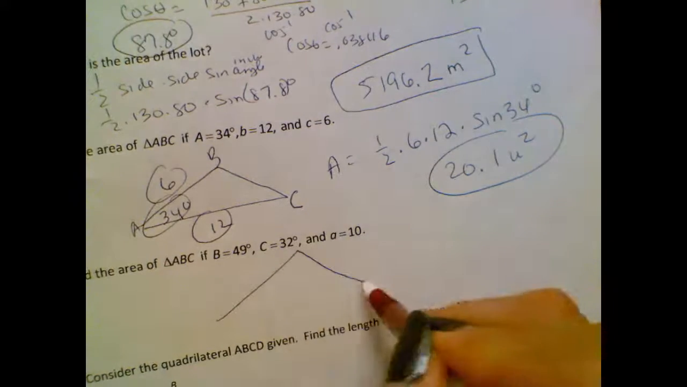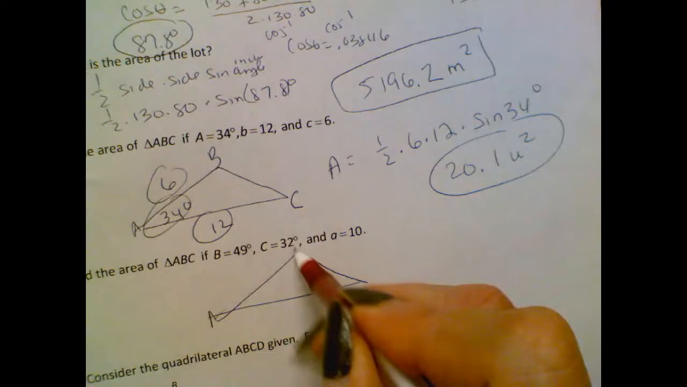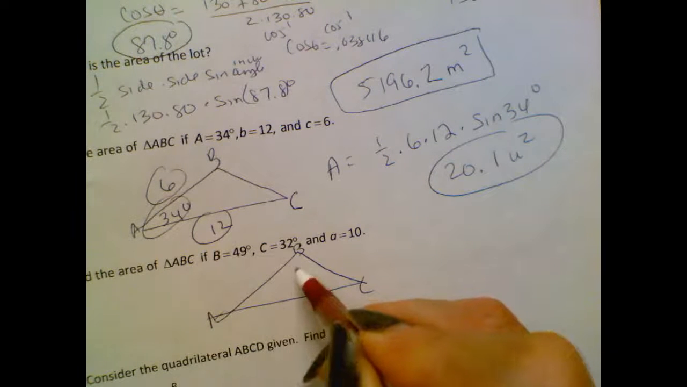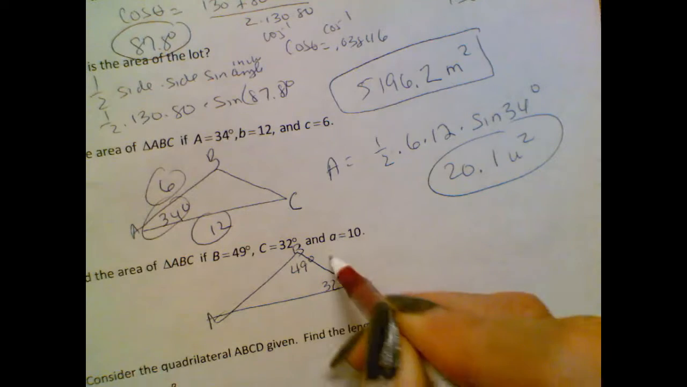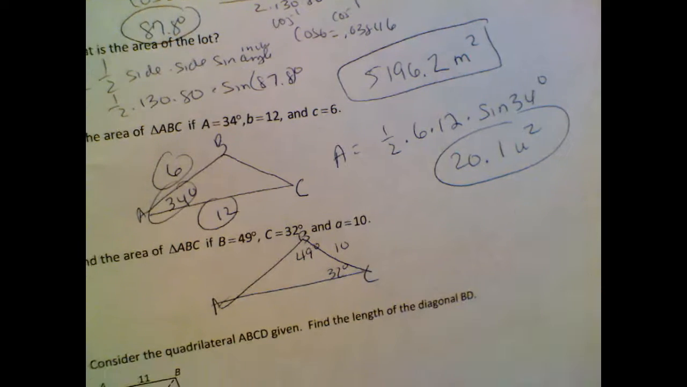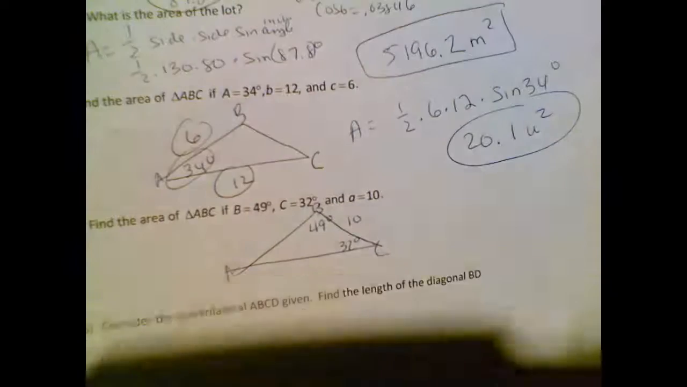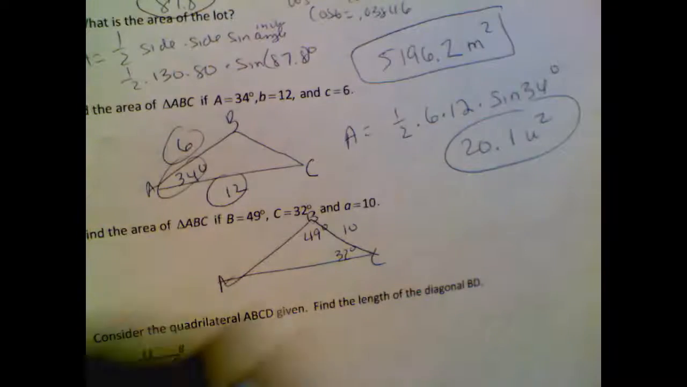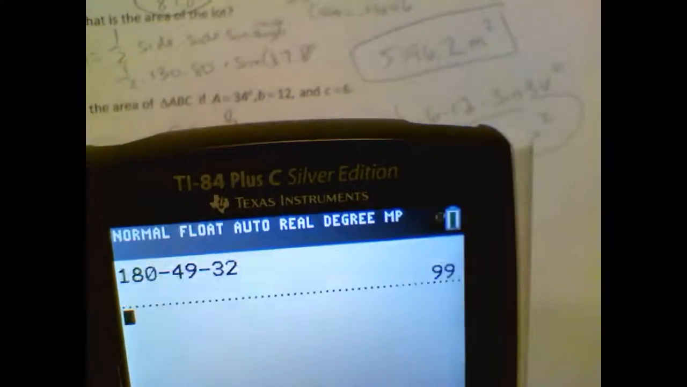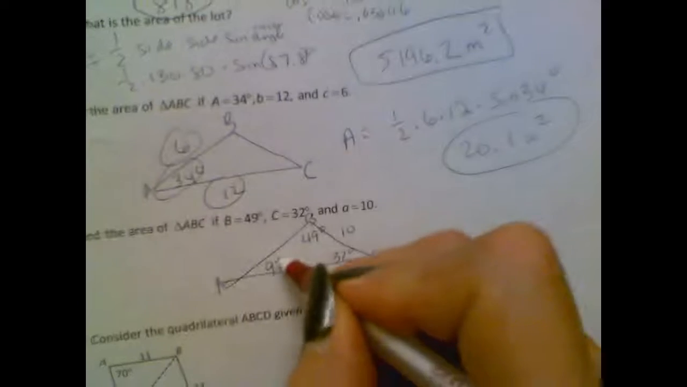Here's another one. Angle B is 49 degrees, angle C is 32 degrees, and side A is 10. When you know 2 angles, you really know 3 angles, so we're going to find our third angle first by taking 180 minus 49 minus 32. So this is 99. We're going to fill this in.